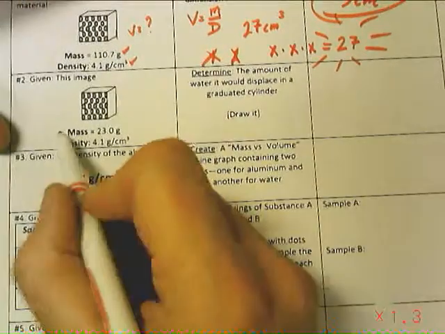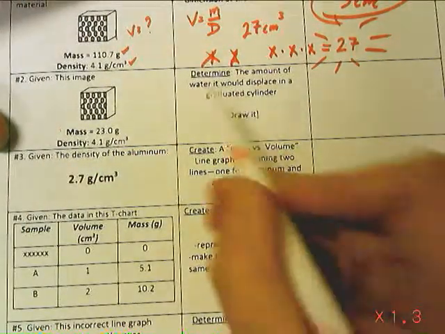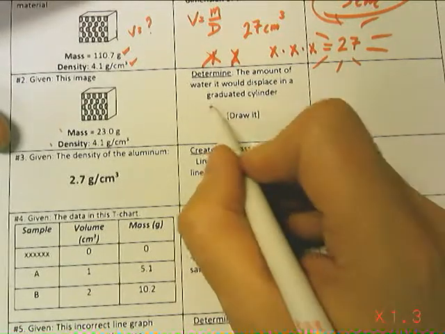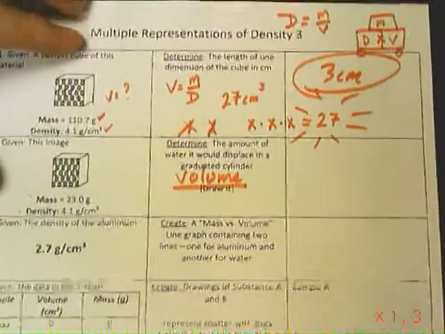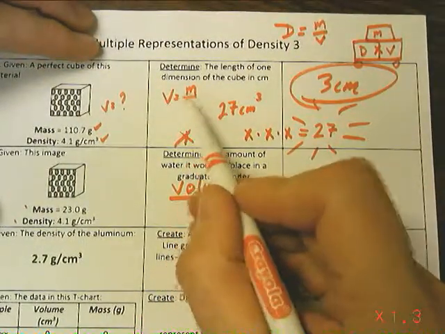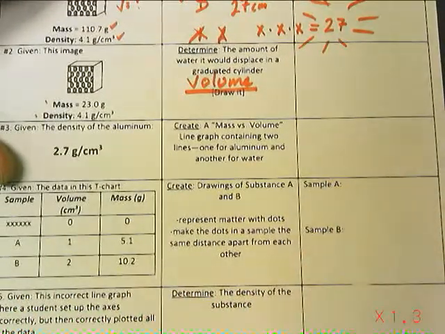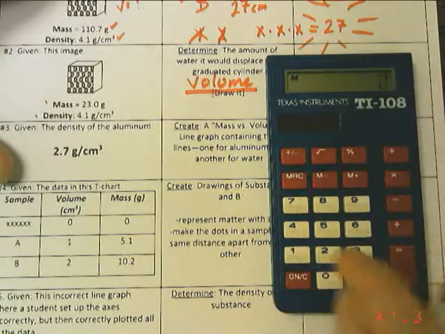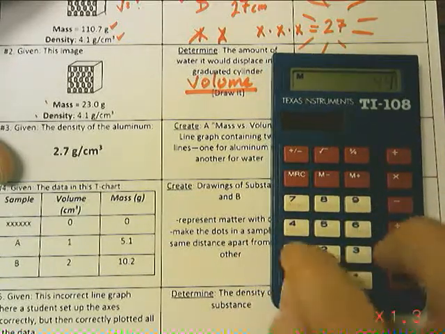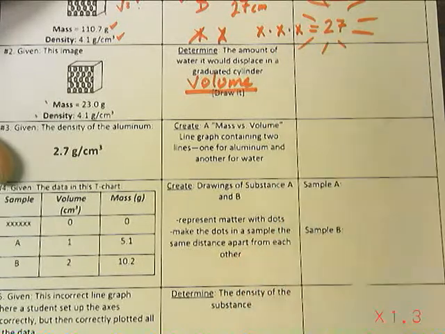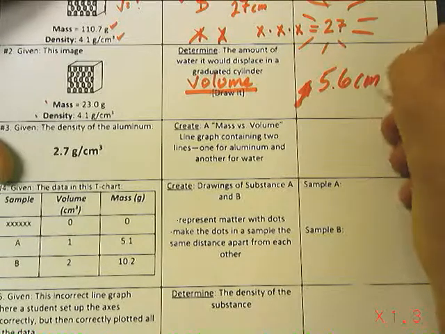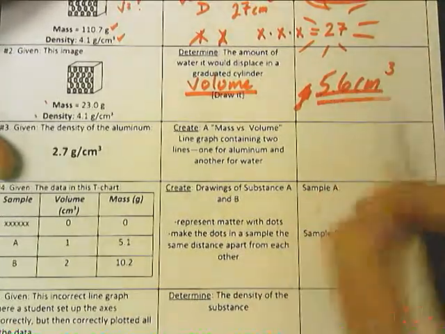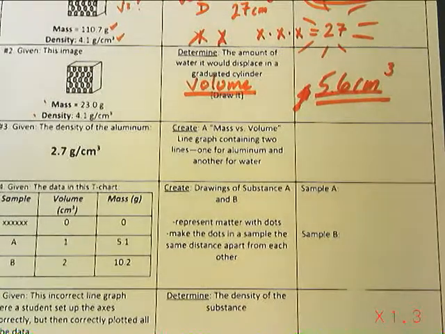Number 2, we have a mass and a density, and it's asking how much water this thing would displace, which basically tells us to figure out the volume. We can use the same equation as we did before. Volume equals mass divided by density. Here's the mass divided by the density. The volume is 5.6 centimeters cubed, or milliliters, either or. Probably centimeters cubed because it's solid.